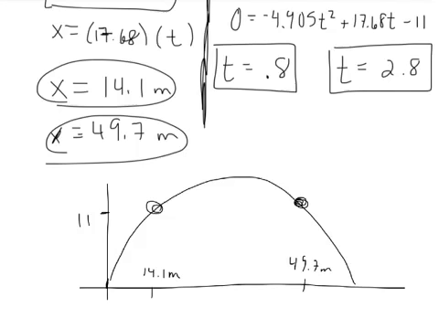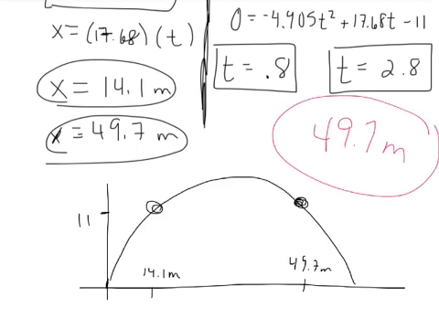So after 14.1 meters, which is a time of 0.8 seconds, the stunt devil will hit 11 meters, but on the way up. On the way down, again, he'll hit 11 meters, and that'll be at 49.7 meters along the x-axis, which corresponds to 2.8 seconds. So that's why you got two answers for time here, and that's why you couldn't necessarily rule them out right away. But now that we looked at the problem, is the stunt devil going to land if he's going up? It doesn't make much sense, right? So the answer is actually 49.7 meters. Your final answer is 49.7 meters.